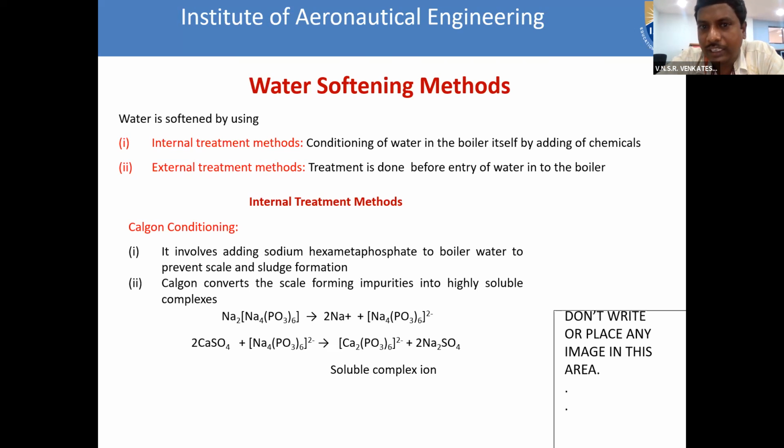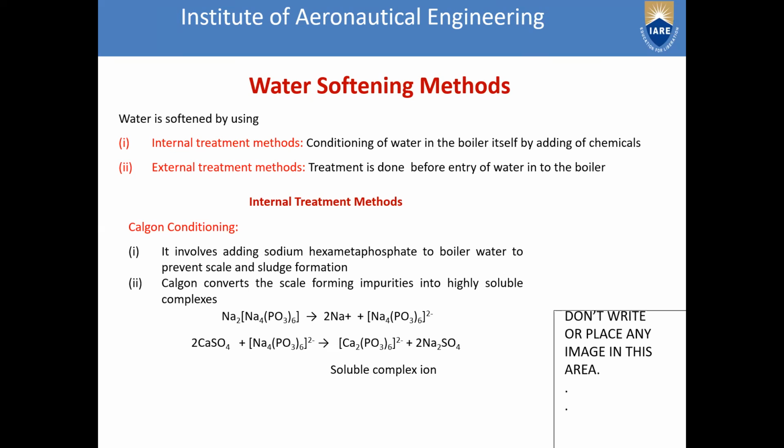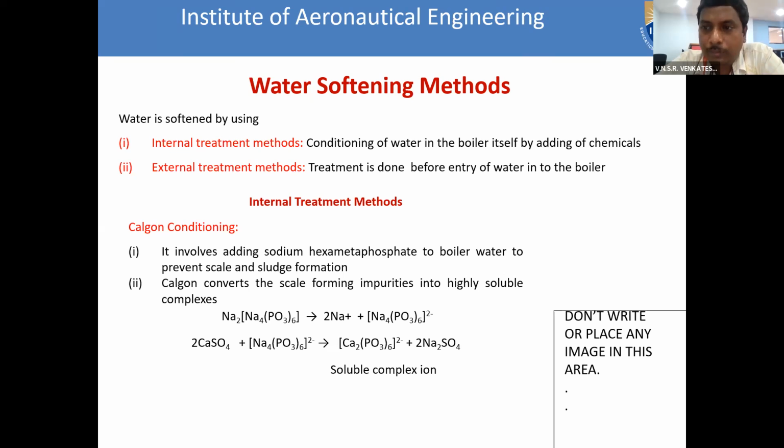Now our topic is the softening of water. Softening of water means the process involved in removing the hardness-causing salts from the sample of water. Water softening methods: it is the process involving the removal of the hardness-causing salts from the sample of water. That is called water softening.